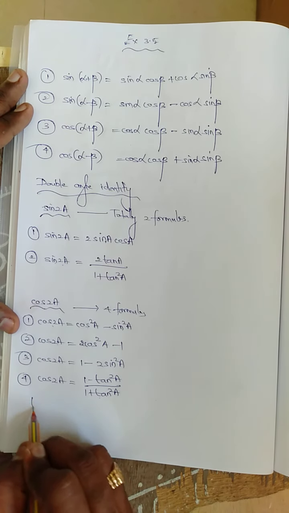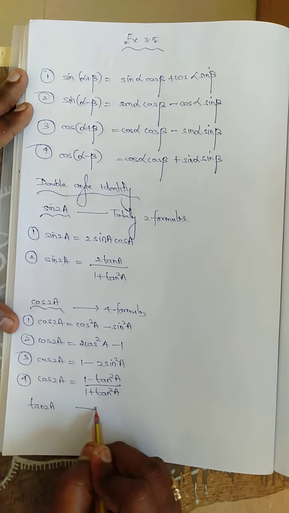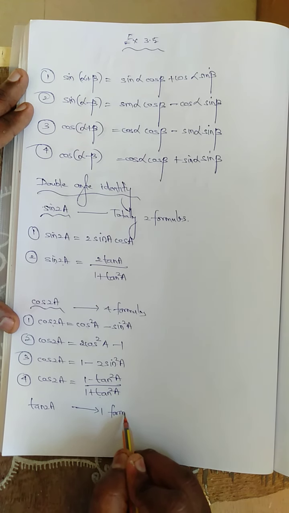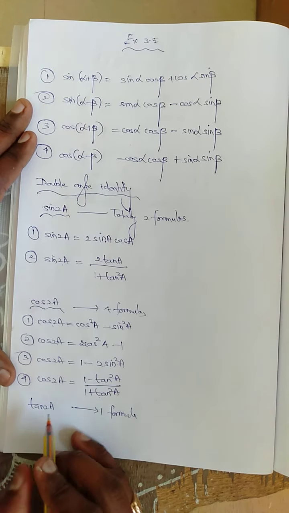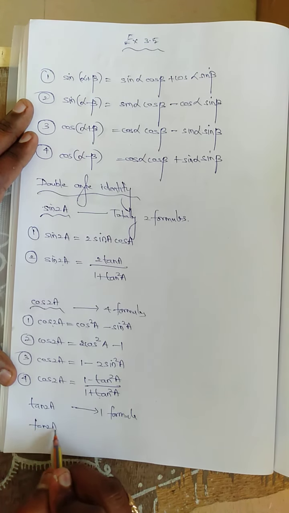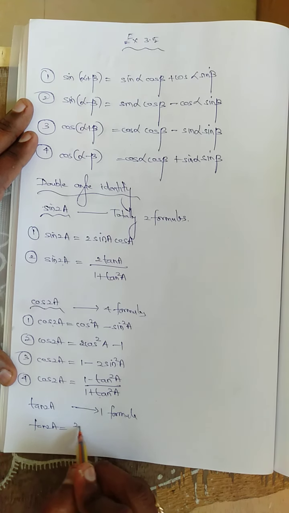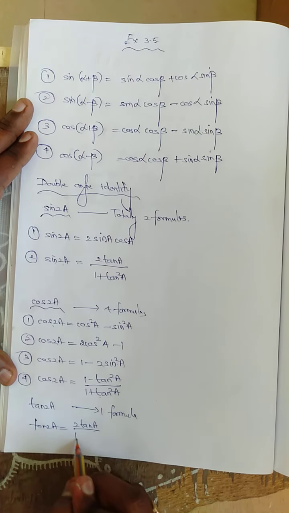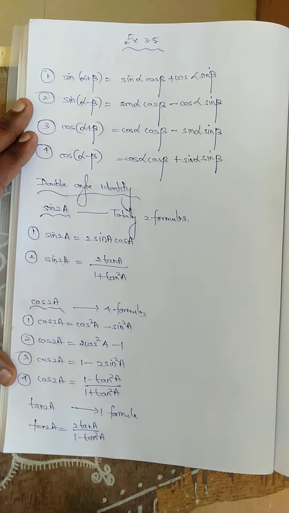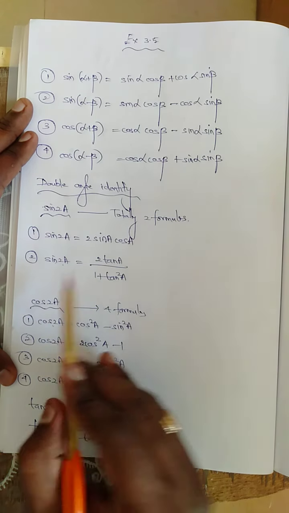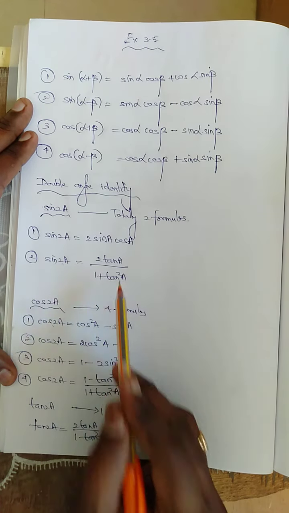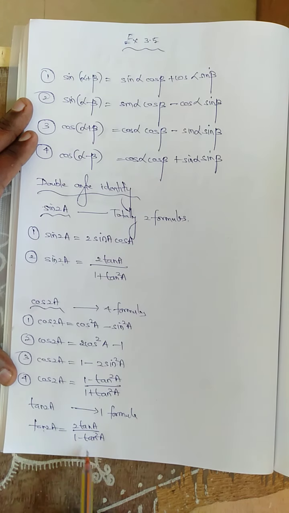Now tan 2a, we have only one formula. Tan 2a is equal to 2 tan a divided by 1 minus tan square a. There is only one formula.